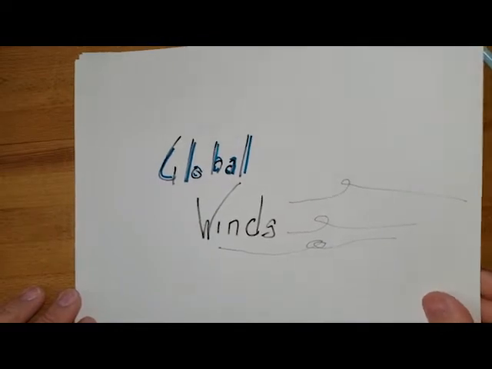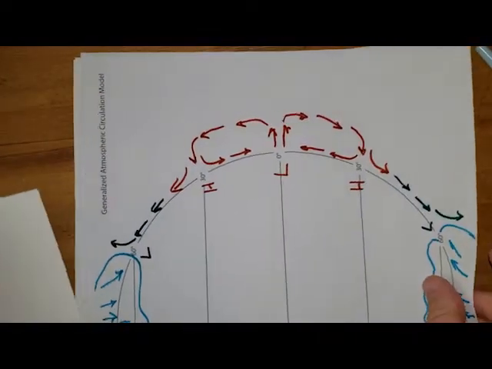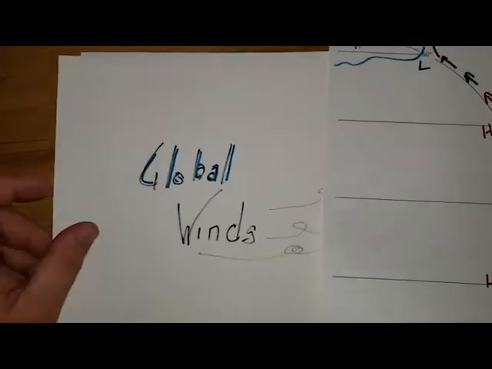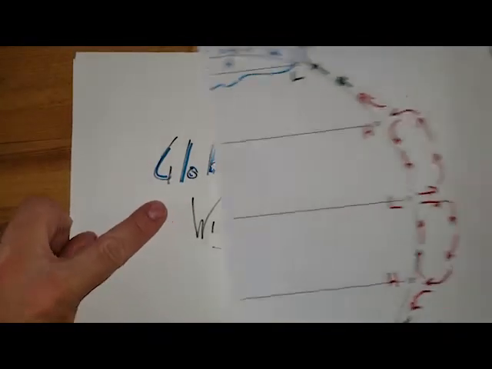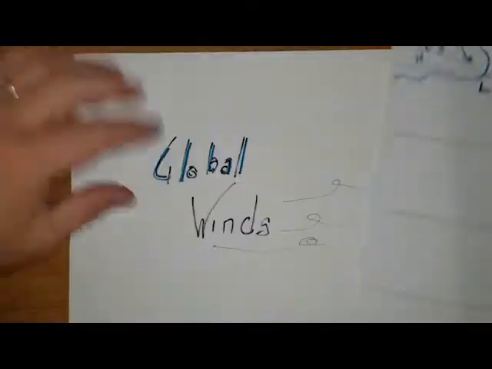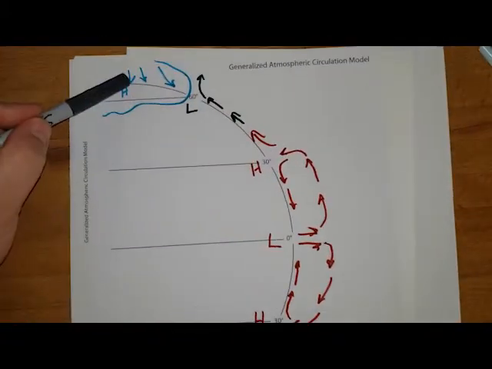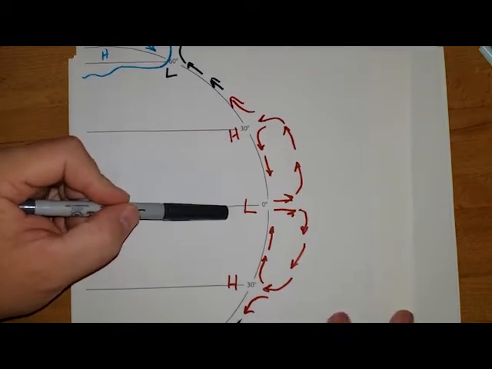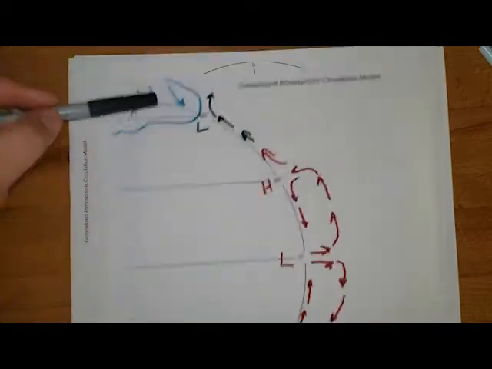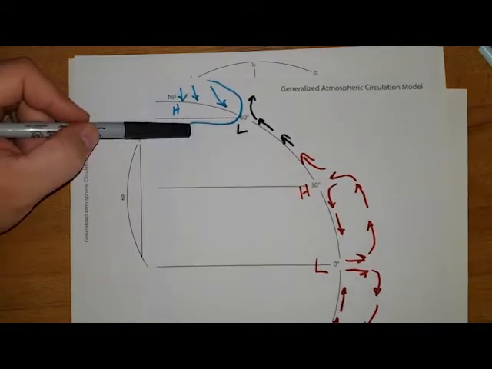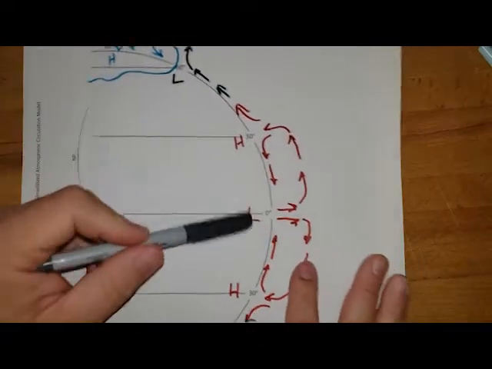In a previous video, we talked about the global circulation model. Now I want to talk about how this is going to be causing different winds at different places. For a quick review, we know that it gets hot at the equator and cold at the poles. Warm air is less dense, so it wants to rise. Cold air is more dense, so it wants to sink. That's going to be causing a high pressure and a low pressure.